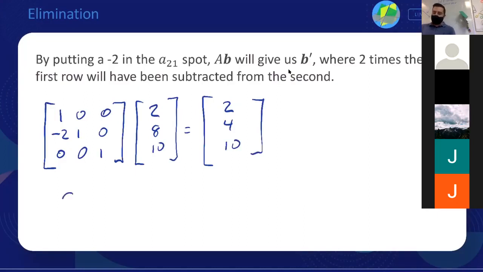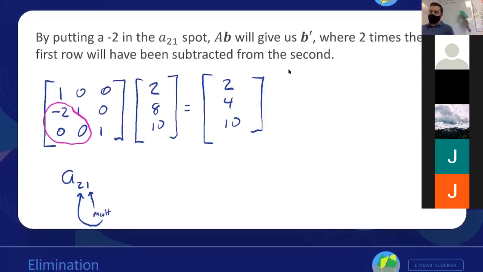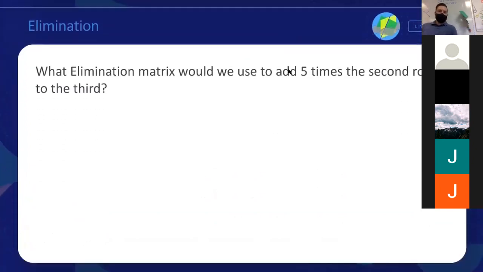So basically in that little A21 spot, it'll take a multiple of this and subtract it from this one. So it'll take row 2 minus a multiple of row 1, whatever multiple you put in there. Since we're trying to get to upper triangular, we're really only going to look at this group. That's what we're trying to eliminate, that lower area. So that's really all we're ever going to be looking at in these elimination matrices. What we're going to try and get comfortable with is coming up with ones that do what we're looking for them to do.